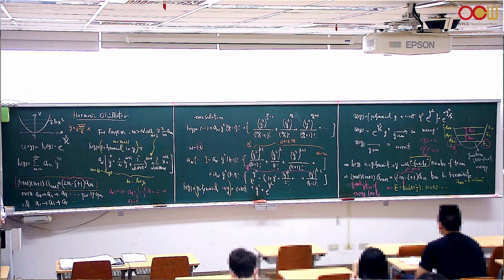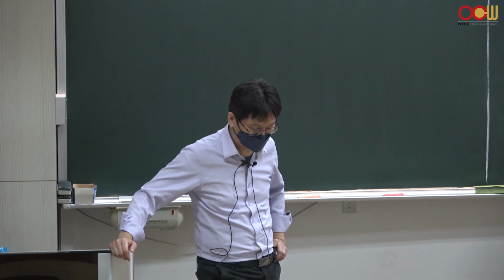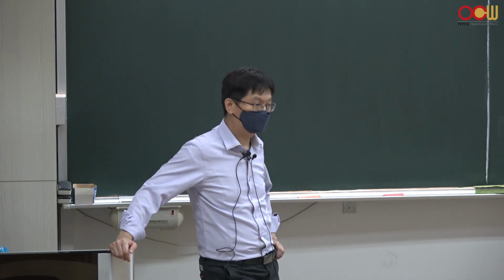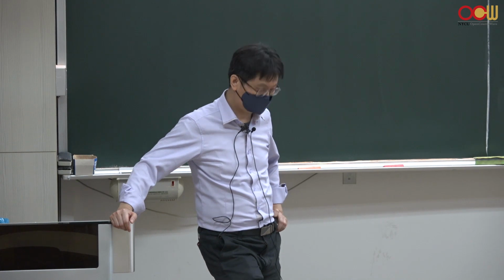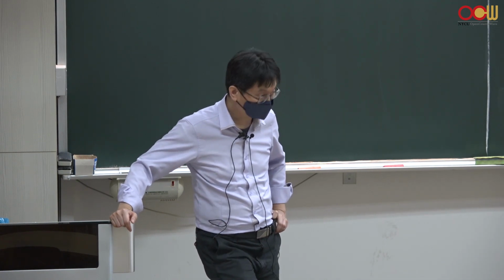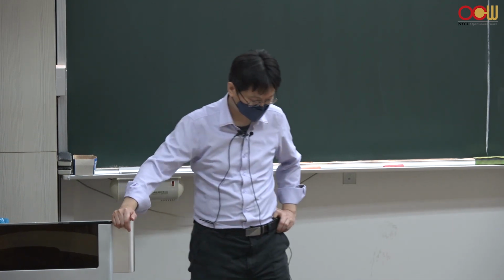Any questions so far? So these are just some algebras and some arguments. So it's not difficult to understand those arguments. But later we will introduce another much better way to derive the eigenfunction and eigenenergy of a harmonic oscillator problem, which is from this operator method. Okay, so we will introduce this maybe today.